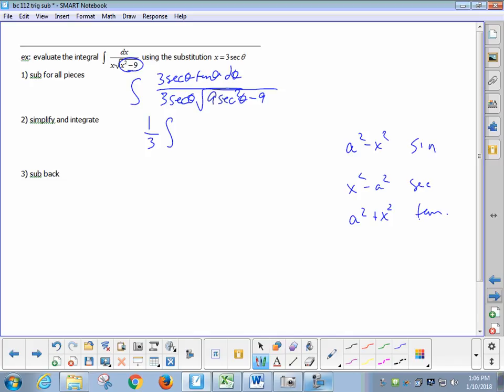The secants certainly divide away. What happens when you take out the 9, and use an identity in the square root? It becomes tangent squared, square rooted, so tangent, yeah?